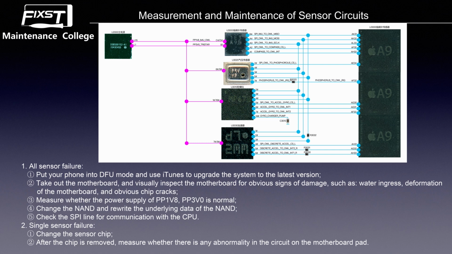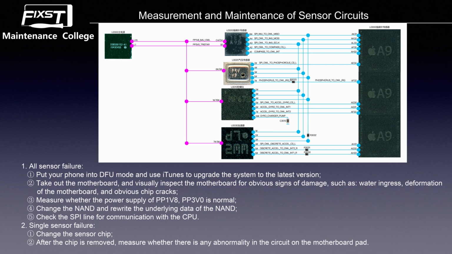The first thing, we need to put your phone into DFU mode and then use iTunes to upgrade the system to the new version. And when you upgrade the system and still have some problem, you need to take out the motherboard and check whether the motherboard has some abrasive damage, such as water damage or a cracked chip. After that, we need to test whether the power supply of the 1.8 voltage and 3.0 voltage is normal or not. If these two voltages are abnormal, maybe these two power lines have some problem, or maybe the PMU IC has some problem. So we need to test and repair it step by step.